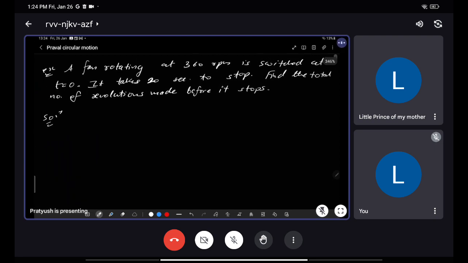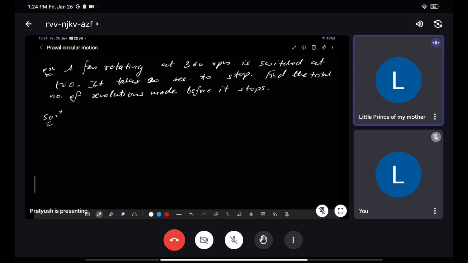Now see this question and try to solve it. I am rotating at 60 rotations per minute. Sir, RPM means rotations per minute.